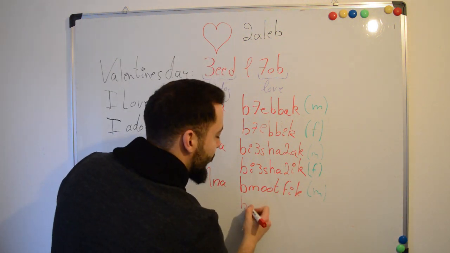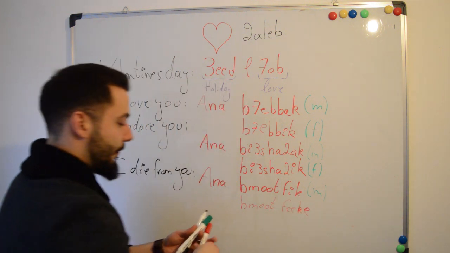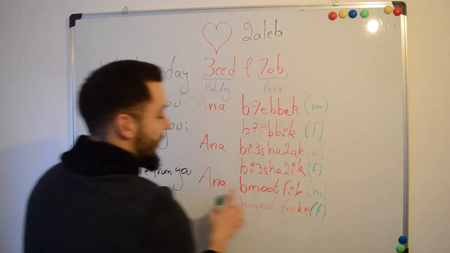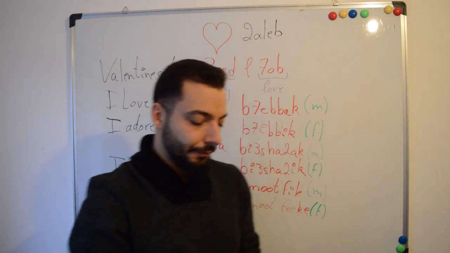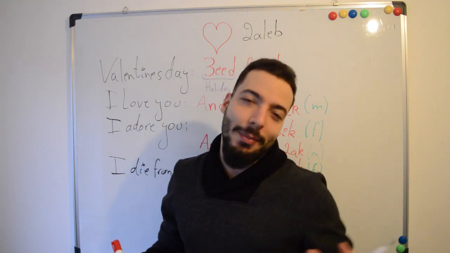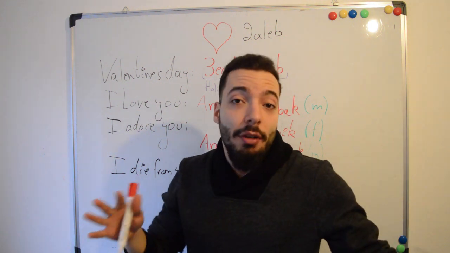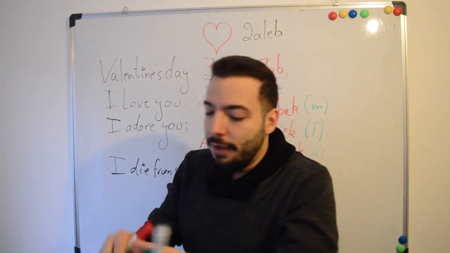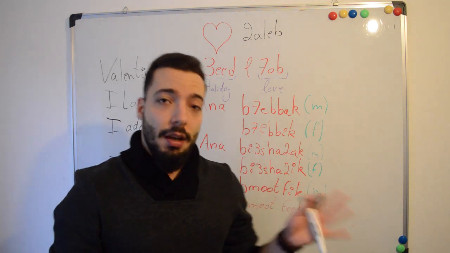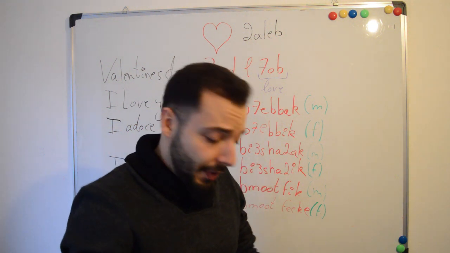Bmut fik, and for the female, bmut fiki. Ana bmut fik, ana bmut fiki. This is pretty much like when your spouse comes home and you say, you know, ana bhibbak, ana bashak, ana bmut fik. Your spouse will be like, what do you want from me? Because of course you need something after you say this kind of stuff. So, on Eid al-Hub, you say all this stuff, but there are also presents. Valentine's Day is full of presents.